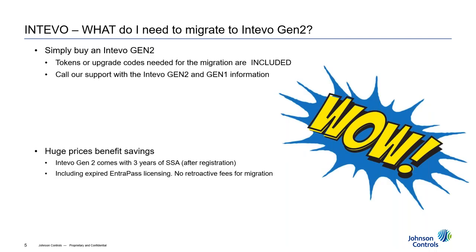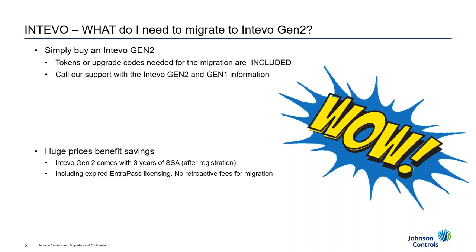So how do we migrate from a Generation 1 to a Generation 2? Well, unfortunately, for the folks out in the field, we do have to buy a new INTEVO. We cannot just upgrade the operating system on the old. We have to buy a new one. And that's the benefit of buying the new, the enhanced features. So tokens or upgrade codes needed for the migration are included. So you do not have to worry about updating your CAP.